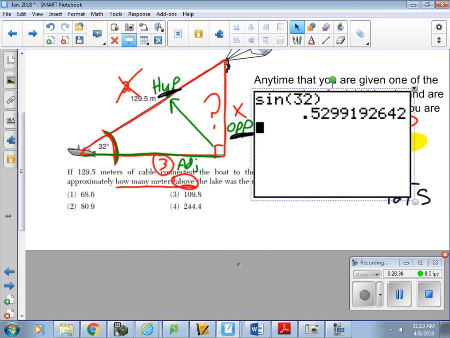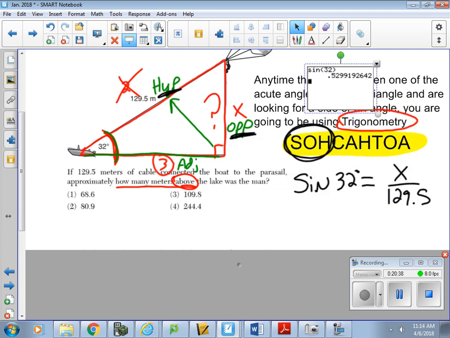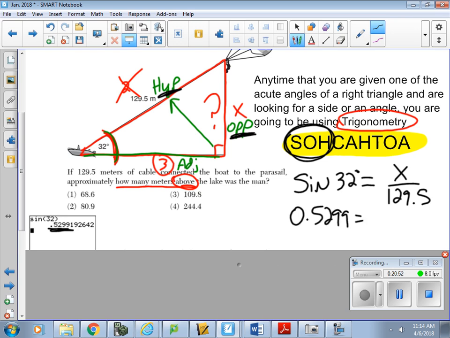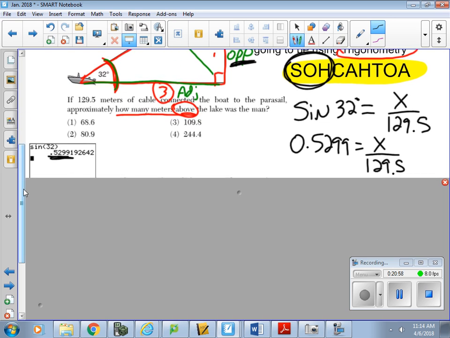So I'm going to put that over here, and I'm going to replace that sine of 32 with 0.5299. So I'm going to replace that with 0.5299 is equal to x over 129.5. All right, and then I'm just simply going to cross multiply. So I'm going to just put this over 1, and I'm just going to cross multiply.